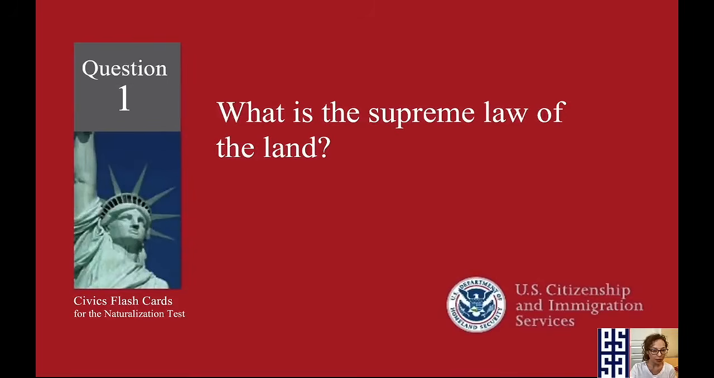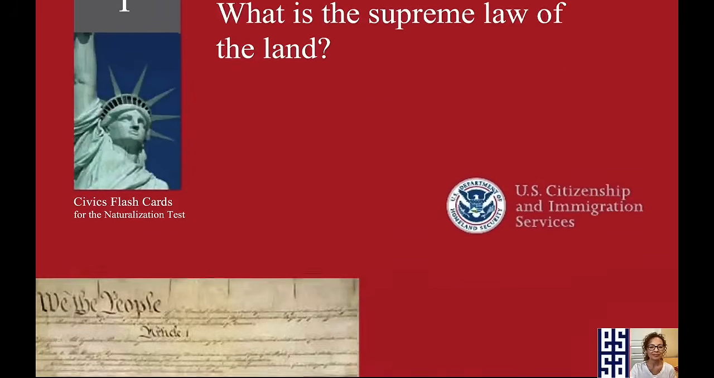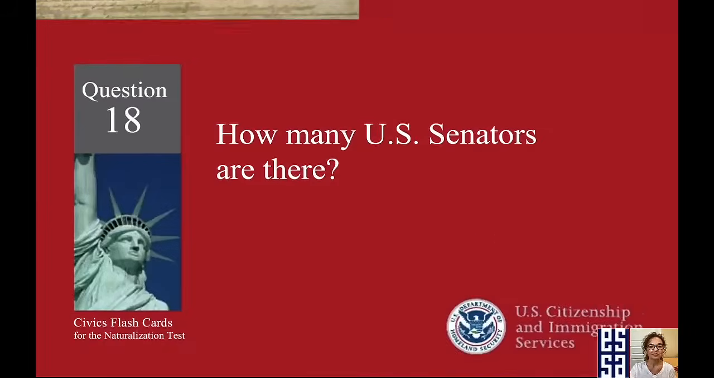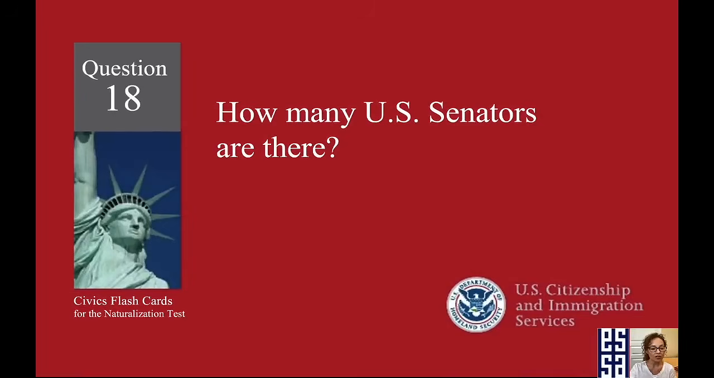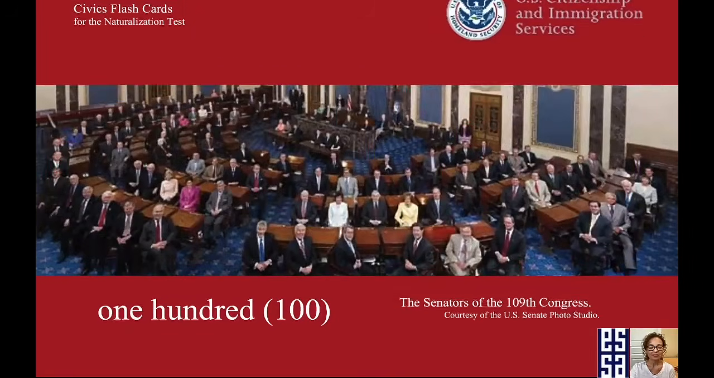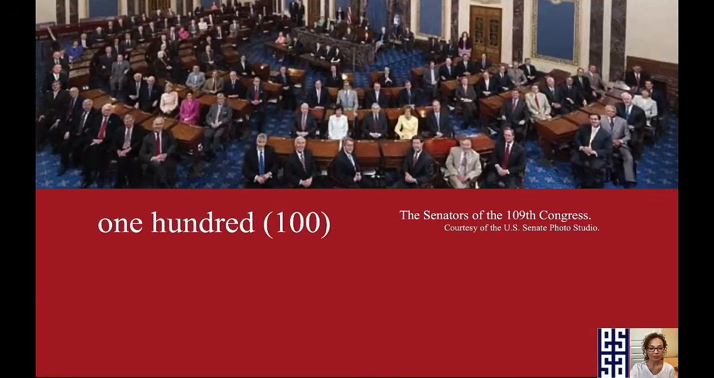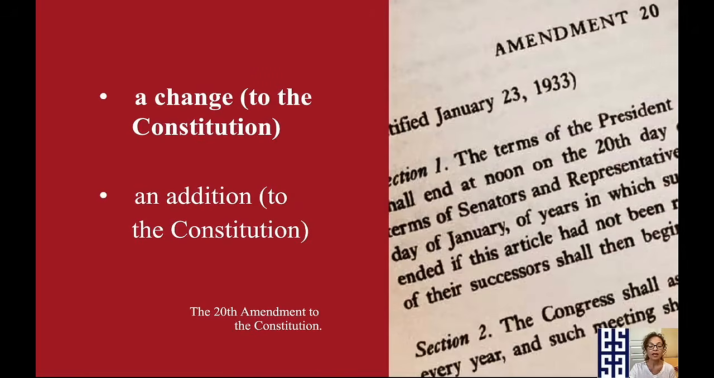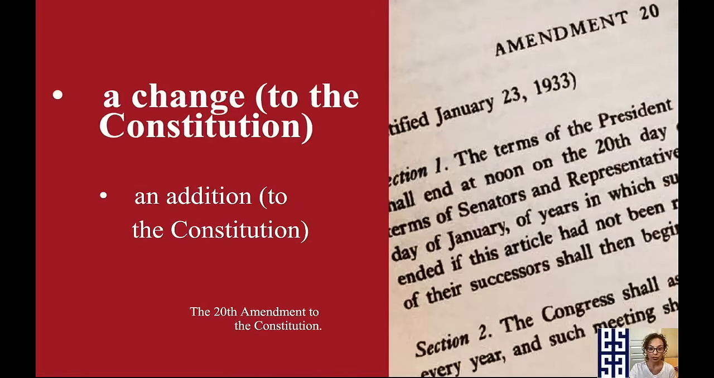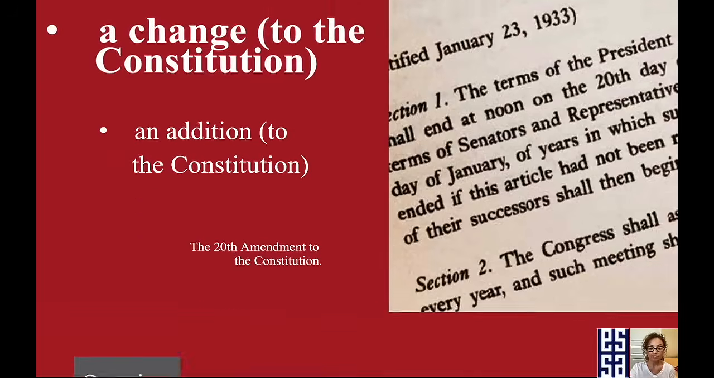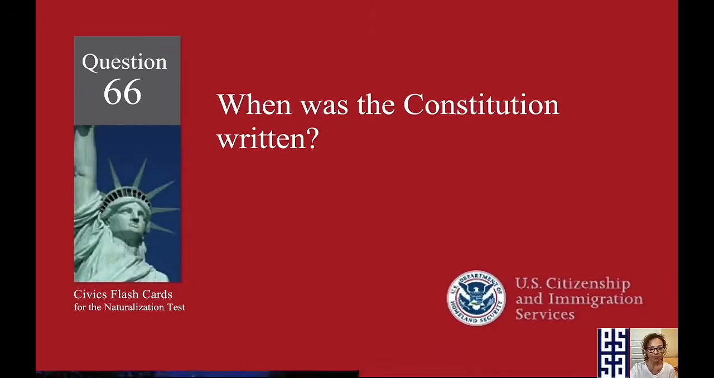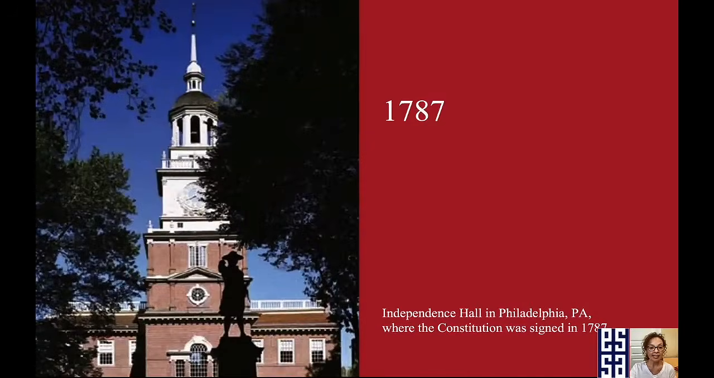What is the supreme law of the land? The Constitution. How many U.S. senators are there? 100. What is an amendment? It's a change to the Constitution. When was the Constitution written? 1787.